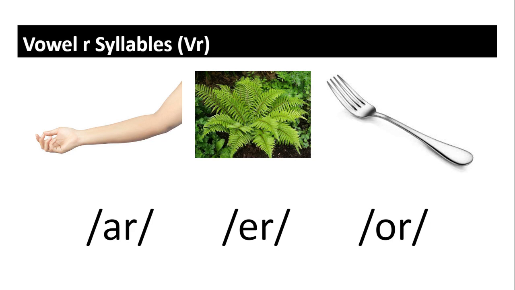So remember, when you're looking at an unfamiliar word, if you see a vowel letter followed by an R, that vowel may make an unexpected sound like in arm, fern, or fork.